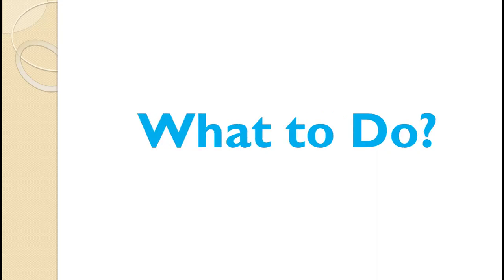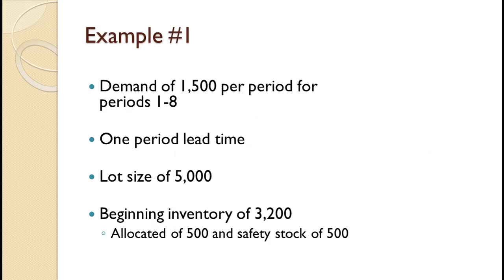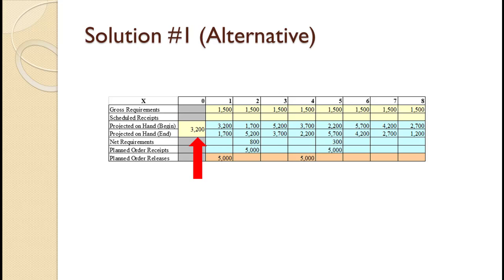The second approach is not to make any adjustments to beginning inventory. Rather, the combination of the allocated inventory and safety stock becomes a floor, and ending inventory is not allowed to fall through that minimum. To see this in operation, we will rework example number 1 using the new approach. Beginning inventory stays 3,200 in this approach. Ending inventory is not allowed to drop below 500 plus 500 equals 1,000.